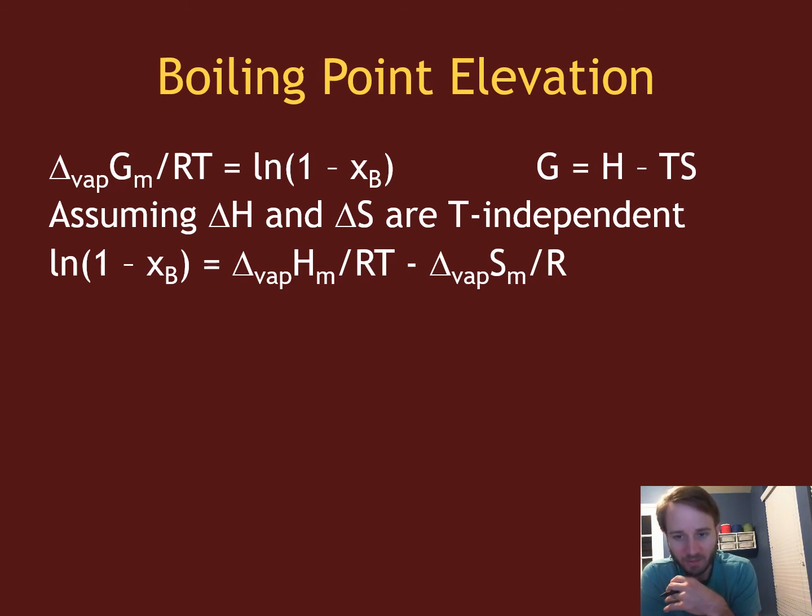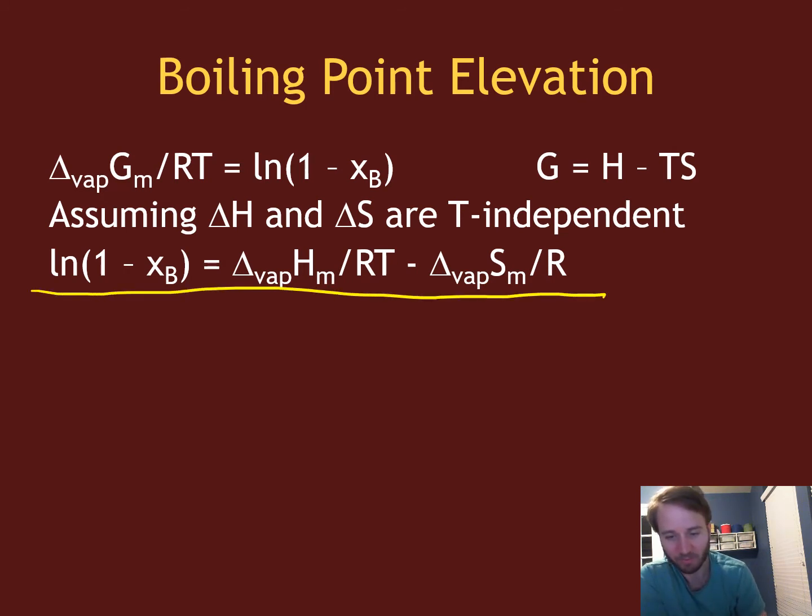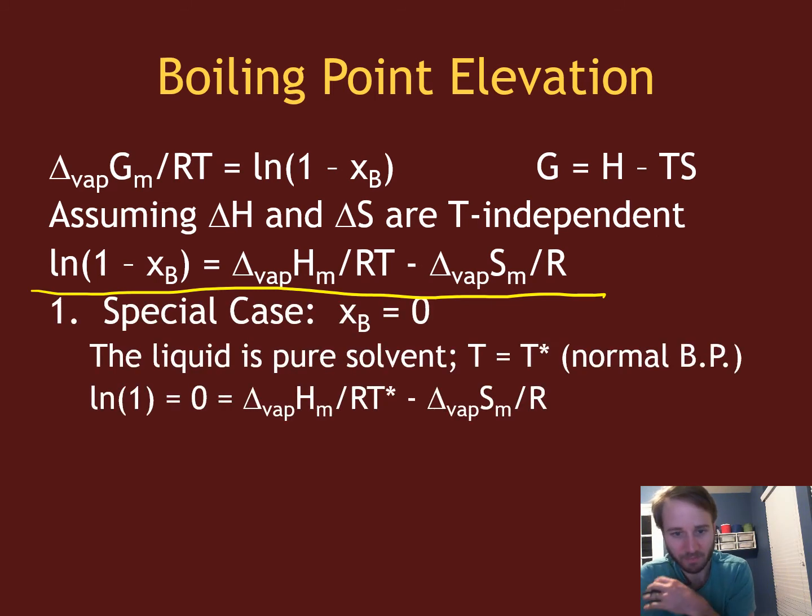Using that, and then using the definition of the Gibbs free energy as H minus TS, and assuming enthalpy and entropy are constant with temperature, you then get this equation right here, just plugging in for delta G of vaporization in terms of delta H and delta S of vaporization.